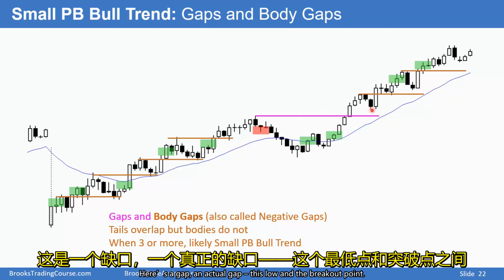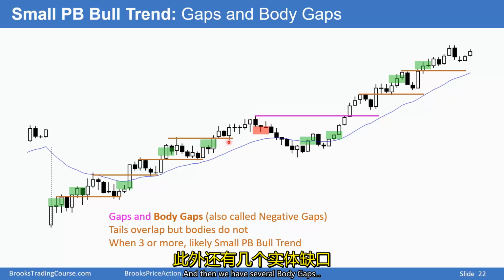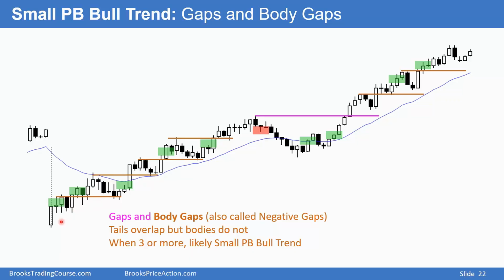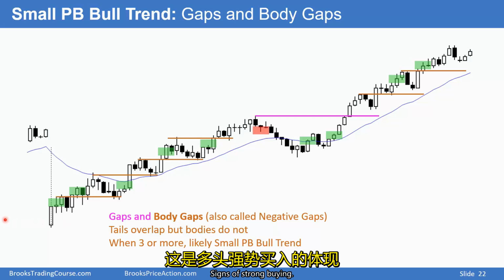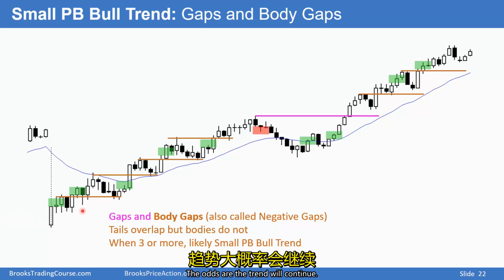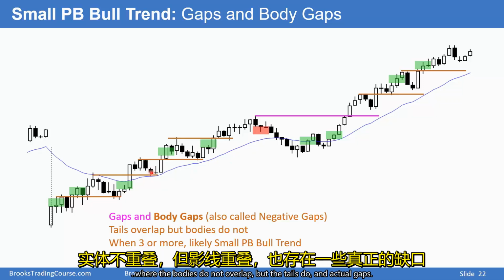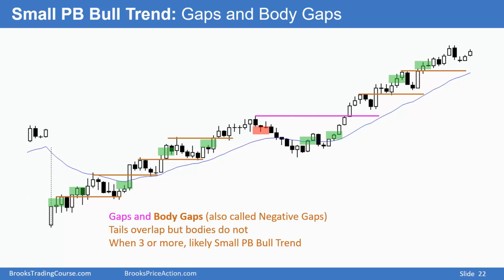Here's a gap, an actual gap, this low and the breakout point. And then we have several body gaps where the tails overlap, but the bodies do not. Signs of strong buying. The odds are the trend will continue. In small pullback bull trend days, you often see body gaps like this, where the bodies do not overlap, but the tails do, and actual gaps.